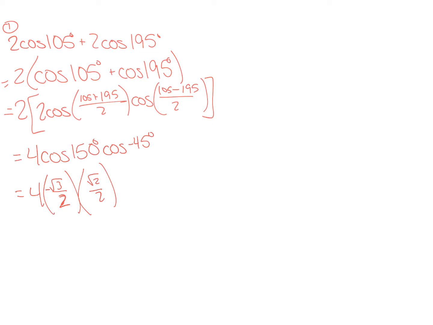And then from here, we just multiply like normal. That's 4 times root 6, and it's negative 4 root 6 over 4. That is just a negative root 6. Okay, that is one example.